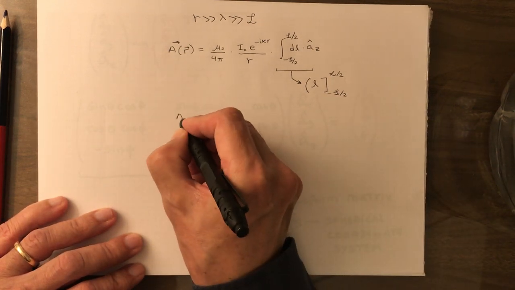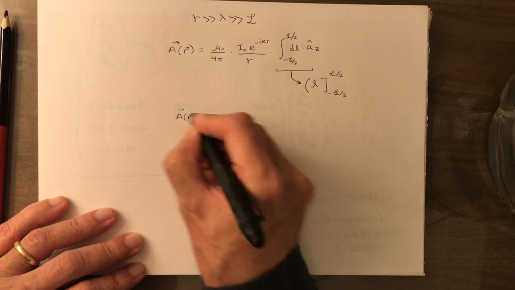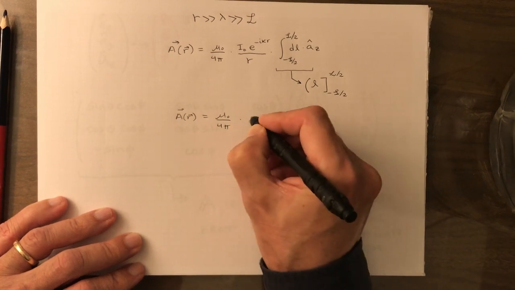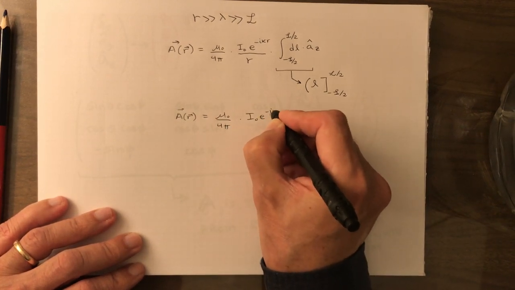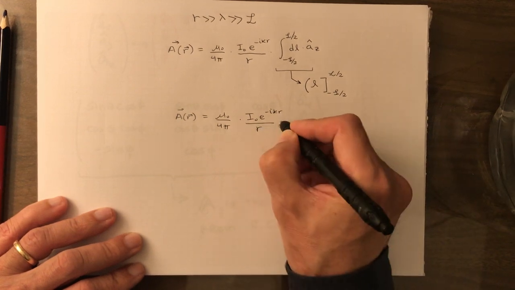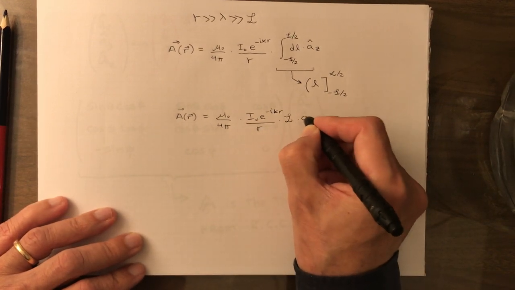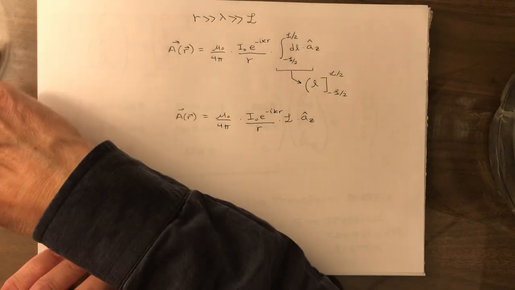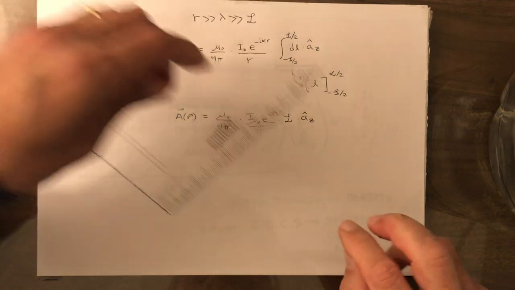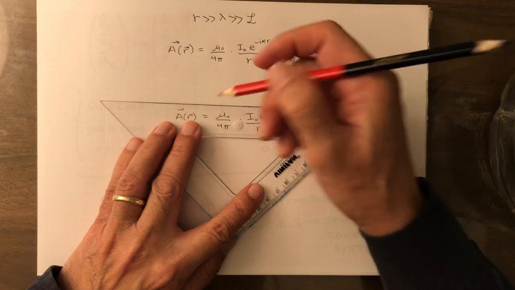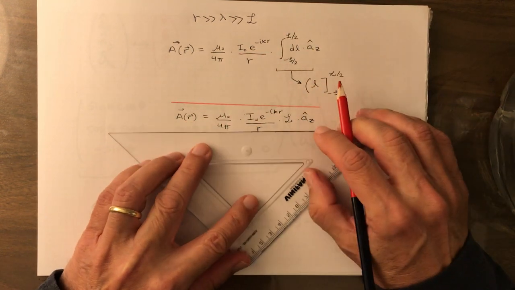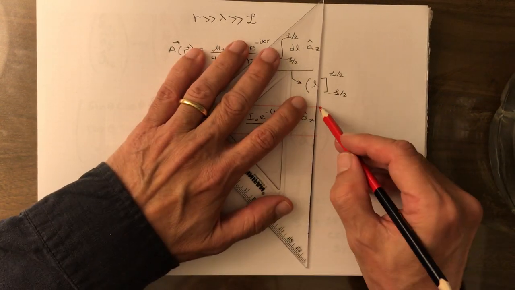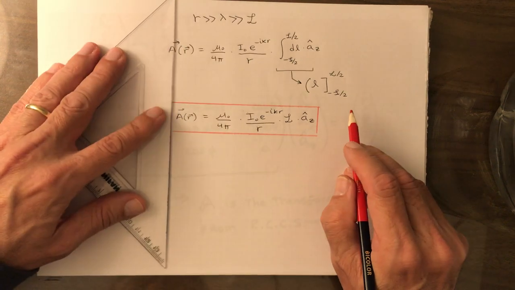And our expression for A of r finally becomes mu naught over 4 pi times I naught e to the minus j k r over r times L times unit vector z, the unit vector in the z direction. So that's one of our results. That is a result for A, for the vector potential.